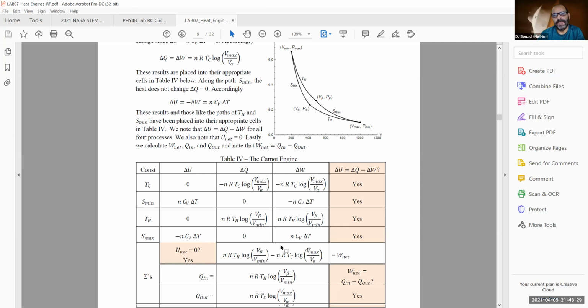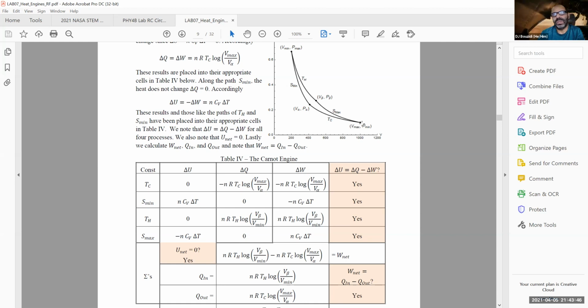Obviously, yes, okay? Is it true that U net is 0? So you add 0 plus this number plus 0 plus this number. Is it true that it's 0? And obviously it is, according to the numbers that I have in here, okay? So yes, it checks. The total energy is 0.